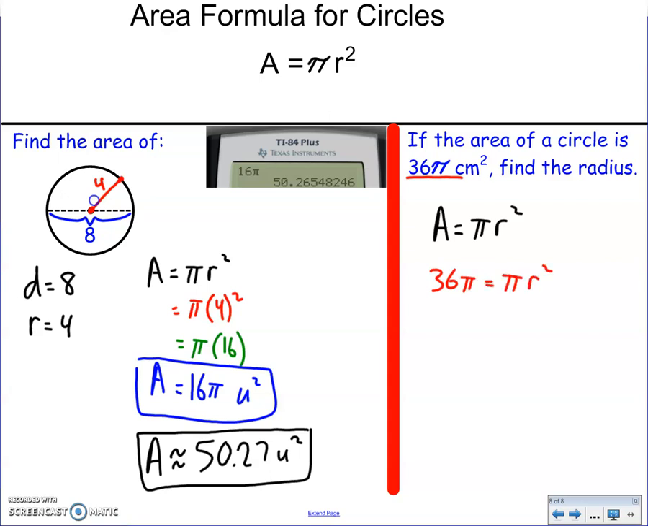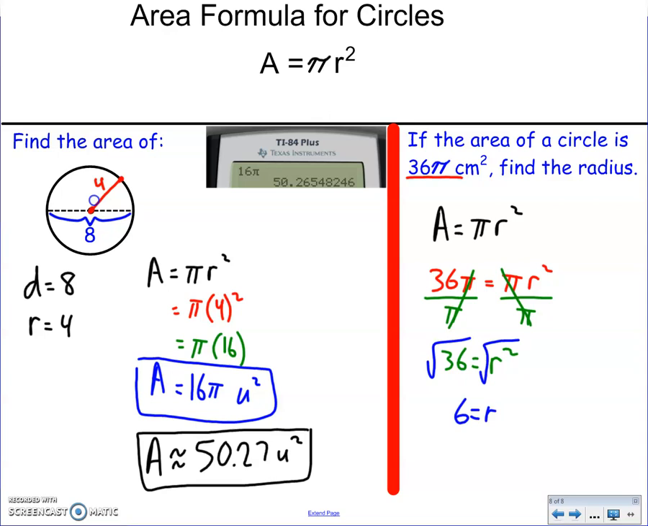Remember, pi is a number, so you are allowed to divide by pi. I'm allowed to divide both sides by pi. I want to get r squared, the variable squared, by itself, before I square root. So these pi's cancel. So I get 36 equals r squared. Square root both sides. You can use the tree branch method, but you should know that's a perfect square. So this is 6 equals r.